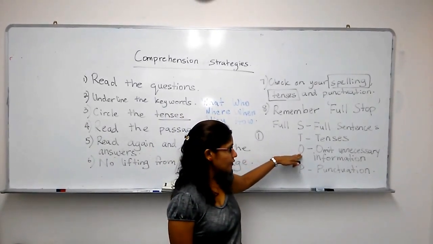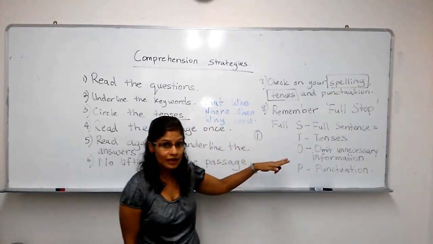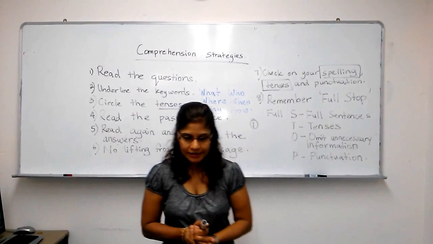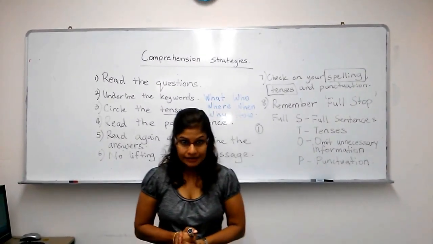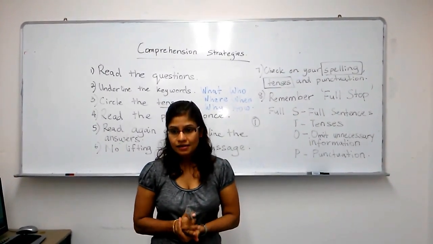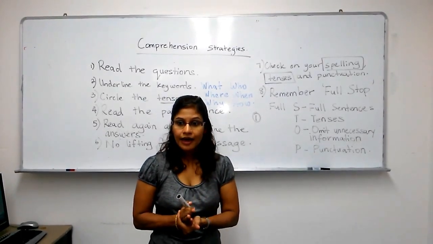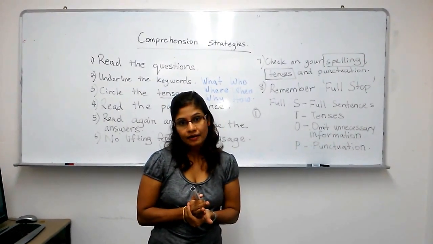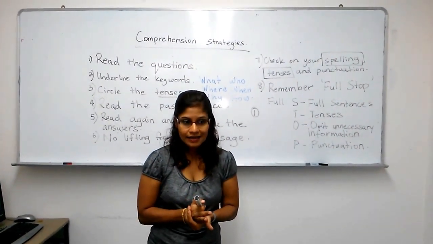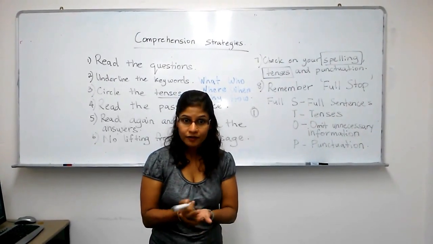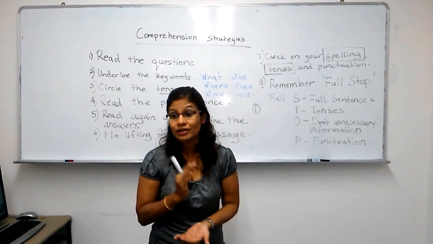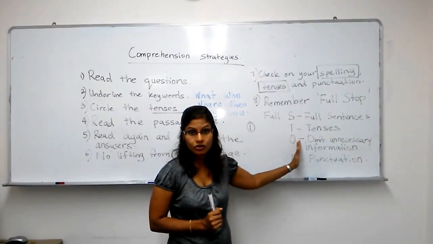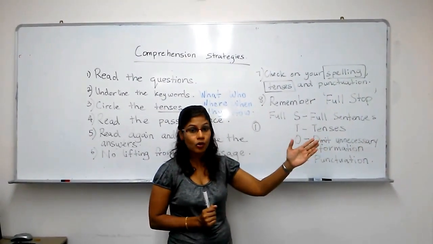Okay, O stands for omit unnecessary information. What do I mean by omit unnecessary information? For example, I give you a question. As the boy was riding his bicycle, what did he see? So your answer should be, instead of saying, as the boy was riding his bicycle, he saw a policeman, you just say he saw a policeman coming in front of him. Okay, instead of repeating the question again. That is what I mean by omit unnecessary information. Don't be long-winded, come straight to the point.